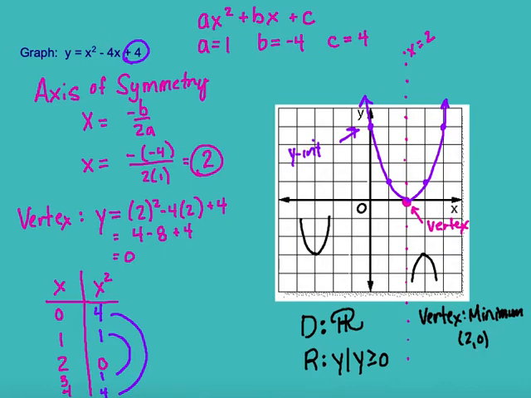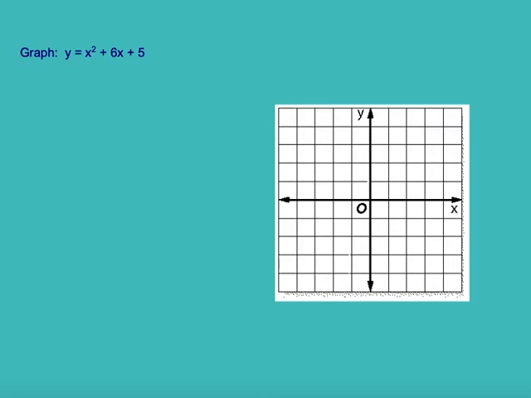We're going to try a few more. So here's our second example: y equals x squared plus 6x plus 5. So again, the first thing I'm going to do is find that axis of symmetry. I'm using that formula, negative b over 2a. Now in this function, a is going to be 1, b is equal to 6, and c is equal to 5. My axis of symmetry is going to be located at negative b over 2a, so at the value negative 3.